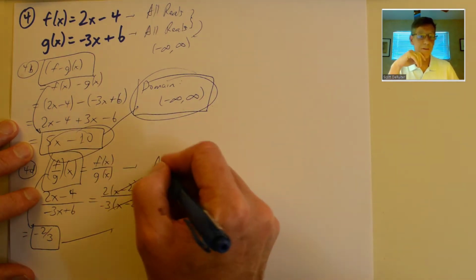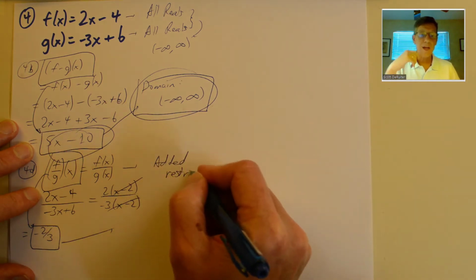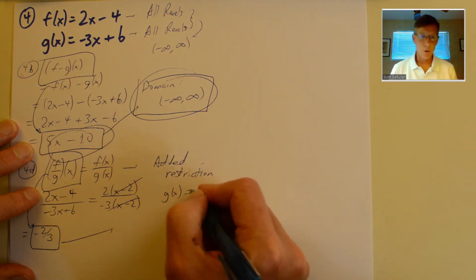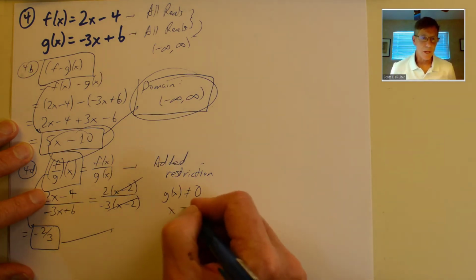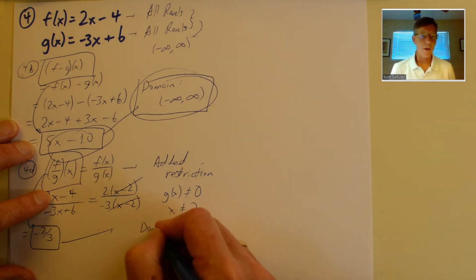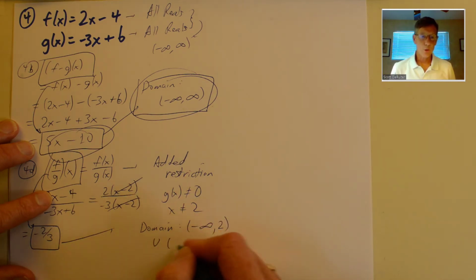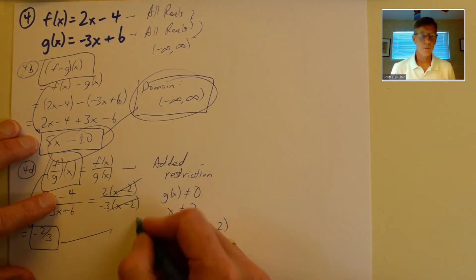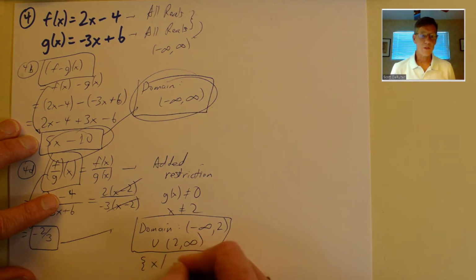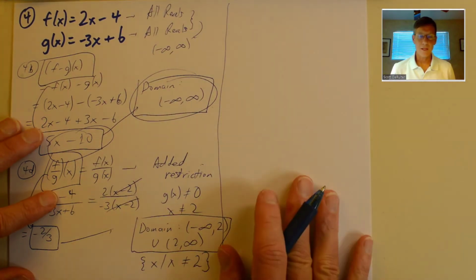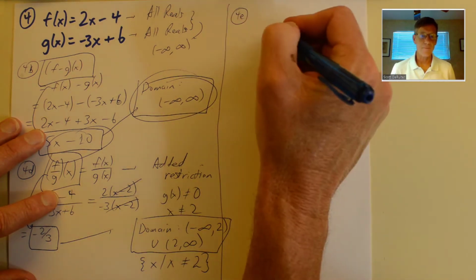But if we're talking about the quotient, remember there's an added restriction. The g of x cannot be 0. And so the g of x is not 0 when x is 2. So we've got to throw that out. And so when we describe our domain here, we have to exclude the 2. And of course, if you want, you could use the set builder notation. You should all be able to do that in cases when you're asked to do that.